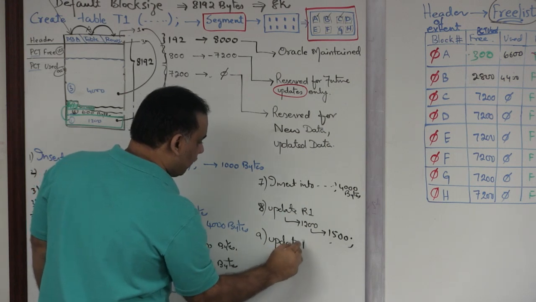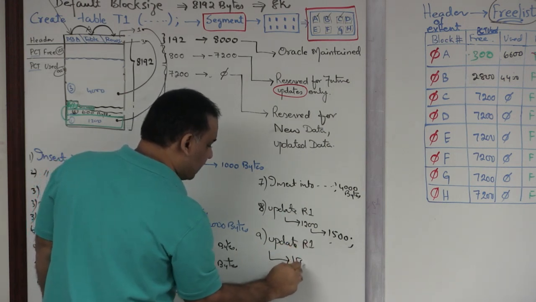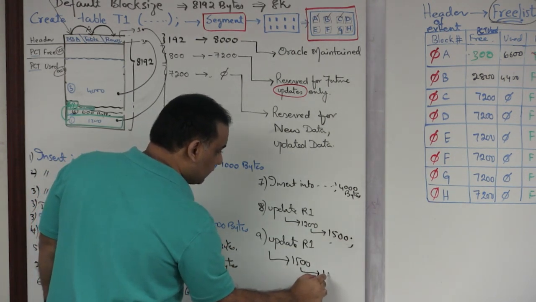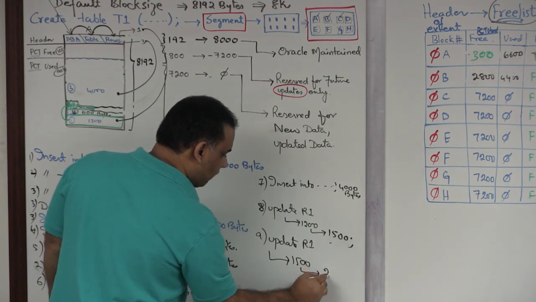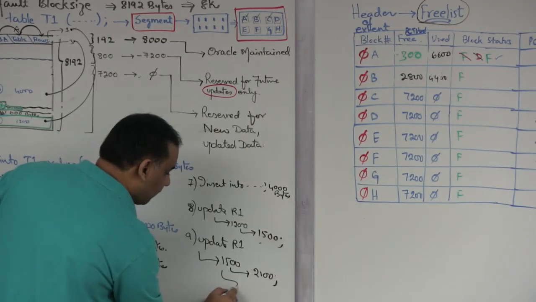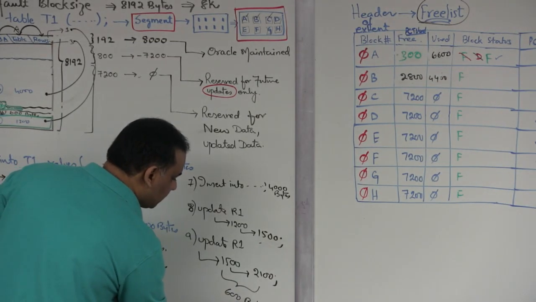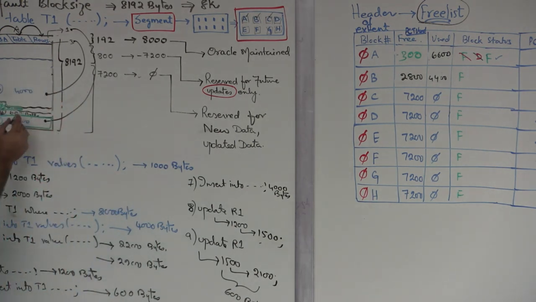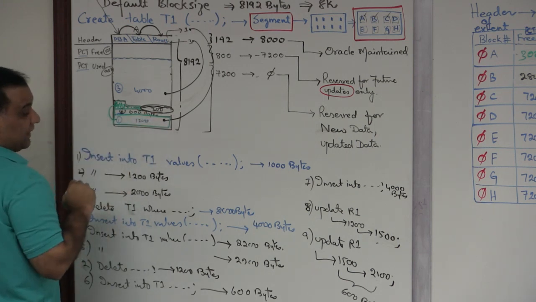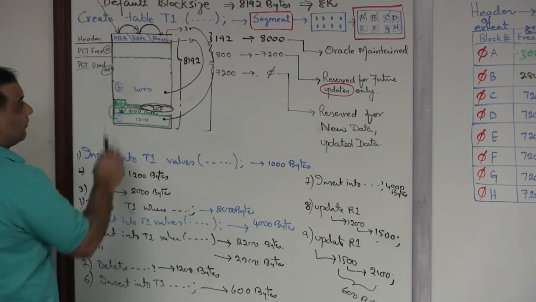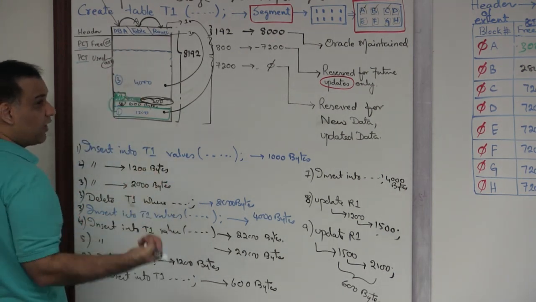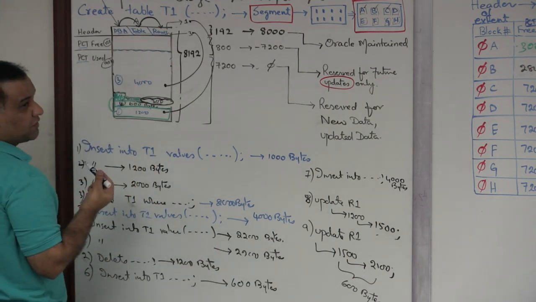Update row 1. Now this time from 1500, last time we updated to 1500, right? From 1500, upgrade to 2100. Now 2100, what's the difference now? 600 bytes it will have to add to it. So if I start looking into this area, how many bytes does it have? 300. And then where exactly is the other 300 going to come from? PCT free, because this is reserved for the updates only. So if there is an update that requires more space, then this space will be utilized.